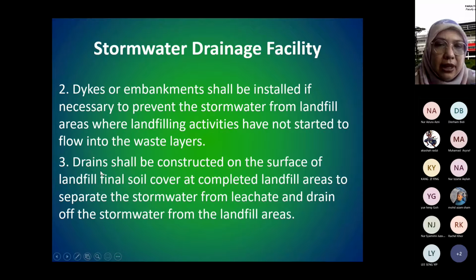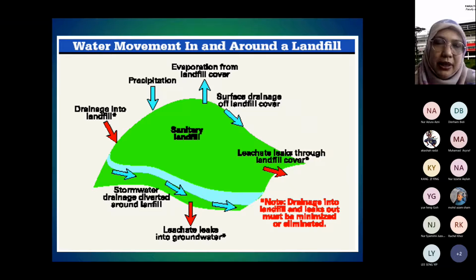Next, drains shall be constructed on the surface of the landfill final soil cover at completed landfill areas to separate the stormwater from leachate and drain off the stormwater from the landfill areas. Meaning that when the landfill is already full, there should be a drainage system constructed for each cell. These are the water movements at the landfill. The drainage system will avoid rainwater or stormwater seeping into where the waste is placed, so we try to minimize water entering into the landfill site.